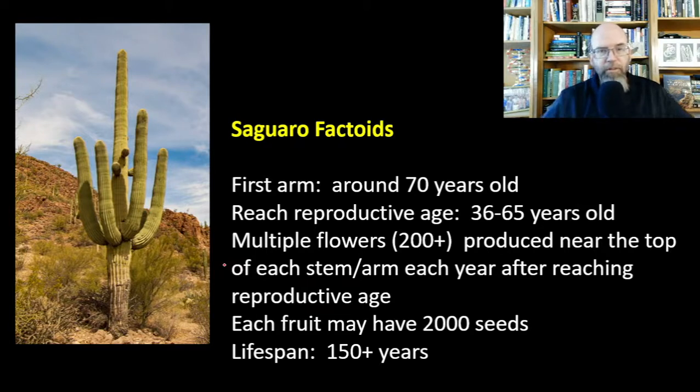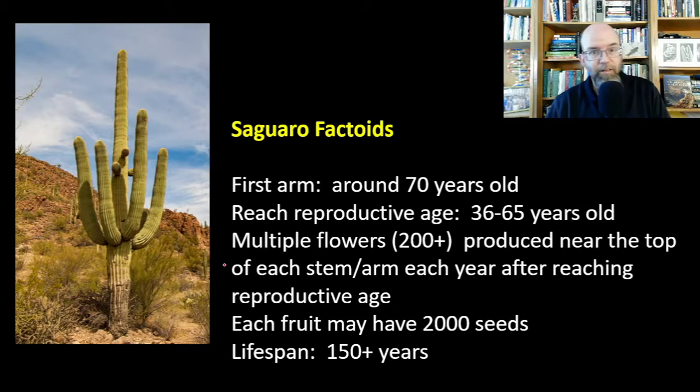So while they're still just a single stem, they can begin to be reproductive, and then they start growing arms at a later point. When they start producing flowers, they produce a lot of them. They may produce over 200 flowers near the top of each stem, or in this case, each arm. And each fruit from each flower might have 2,000 very, very tiny seeds inside. They produce a fleshy fruit.